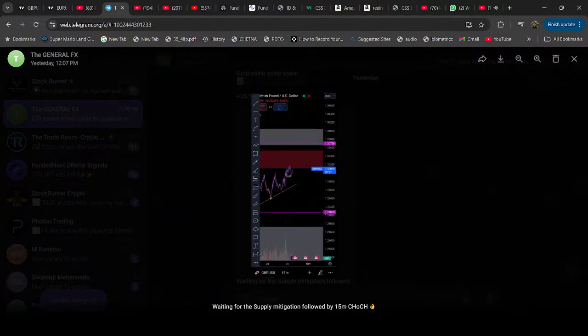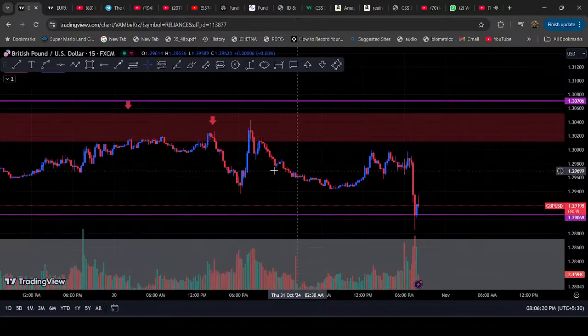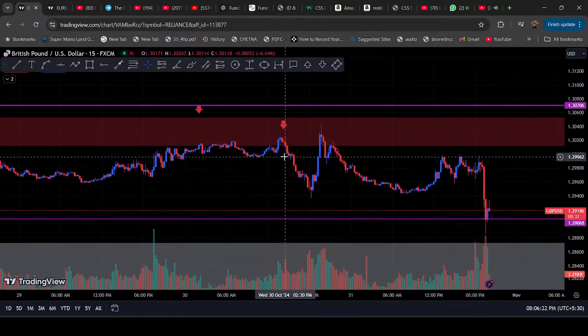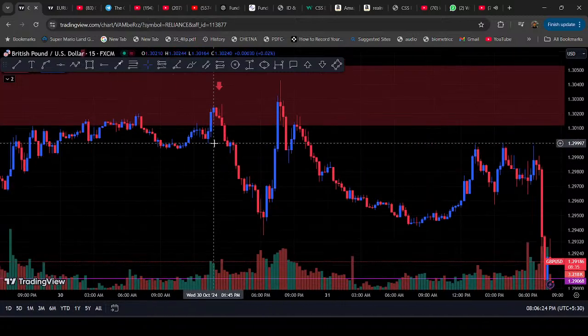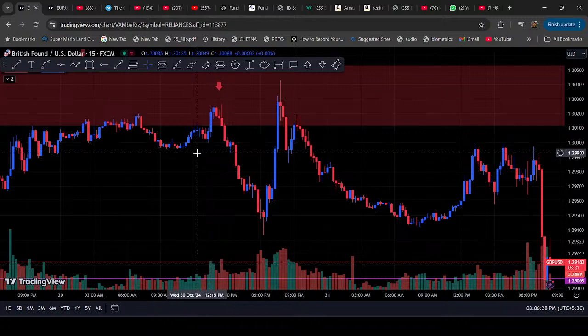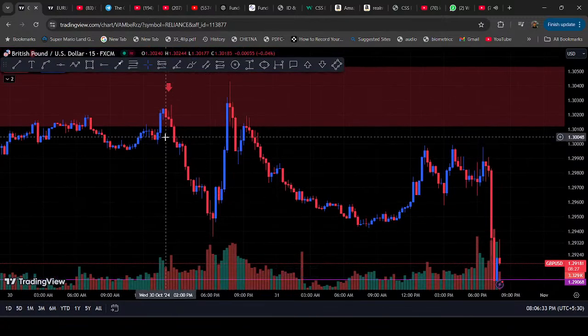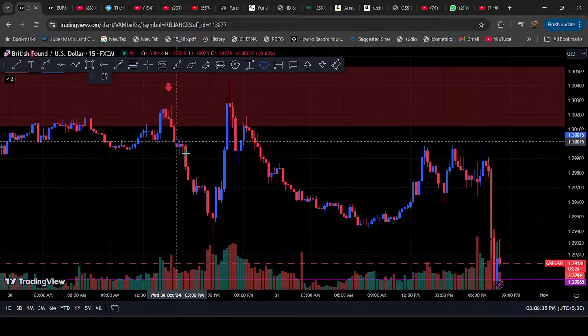This was the group. This was the waiting for the supply for mitigation followed by 15-minute choch. Okay, so मैंने लगाया तो था वो, but I didn't notice it and I had to enter over here. Okay, so I had to enter over here, but it took my stop loss and I didn't notice this. I was actually traveling, so it went all the way down. I missed this trade also.